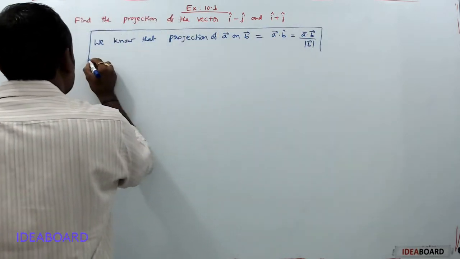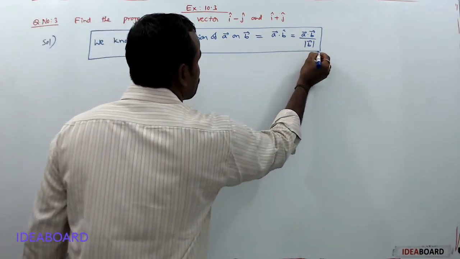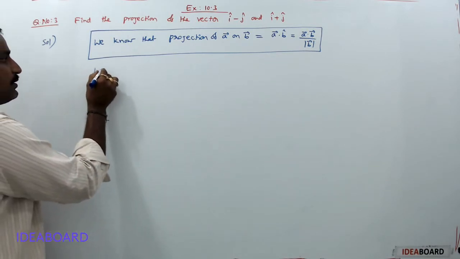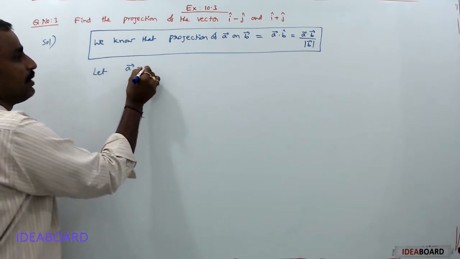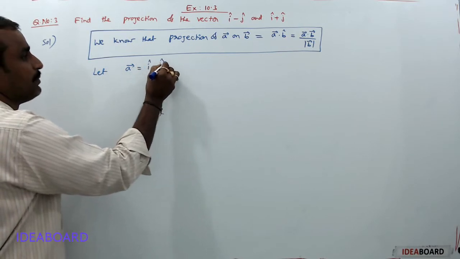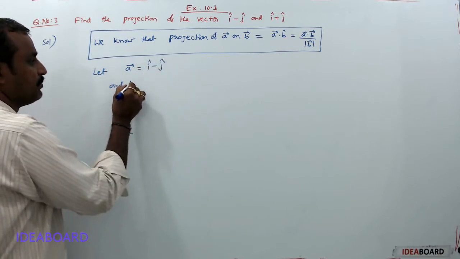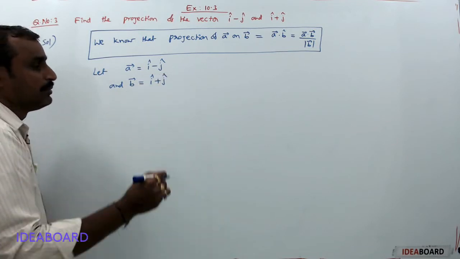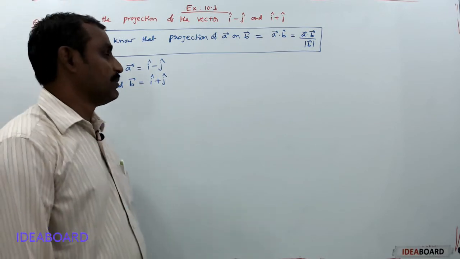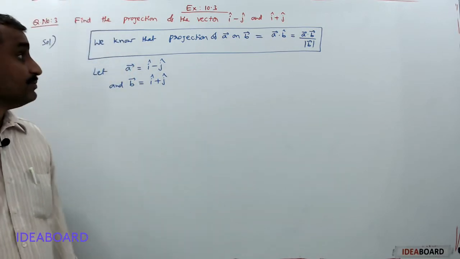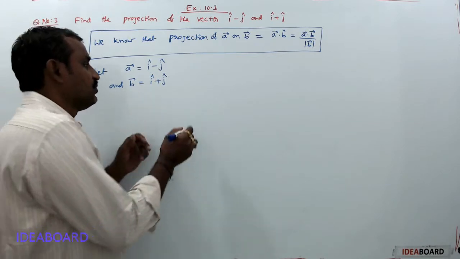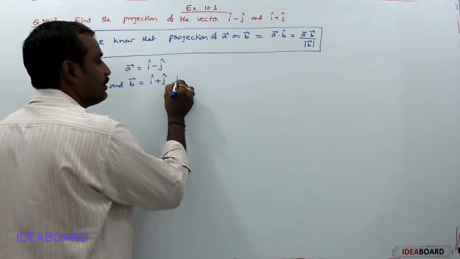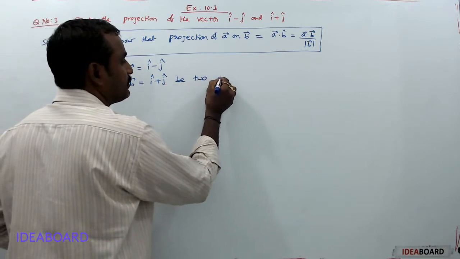So now, that's why, first, the given vectors we are assuming as one is a bar, another one is b bar. So now let a bar is equal to i cap minus j cap and b bar is equal to i cap plus j cap. Clearly, these two vectors we are assuming as a bar and b bar, the two given vectors.